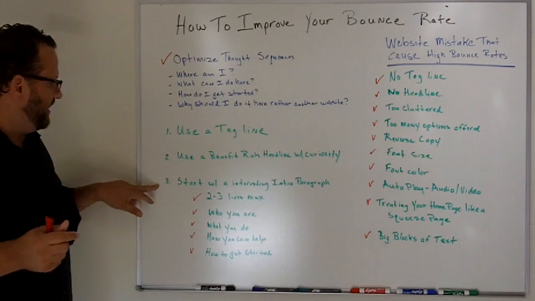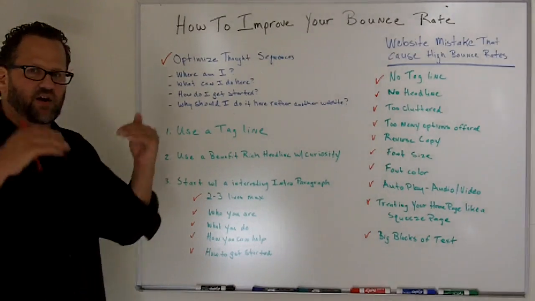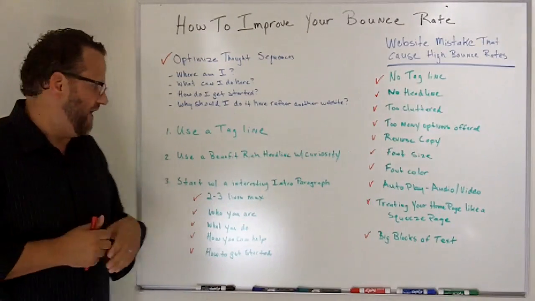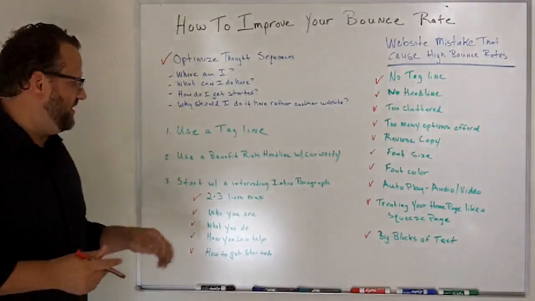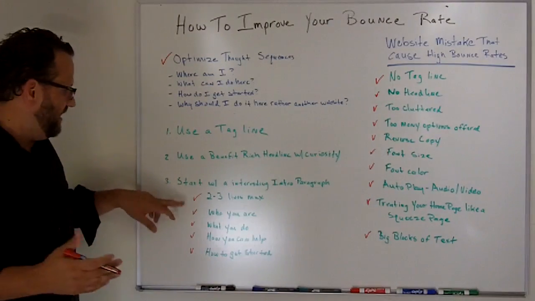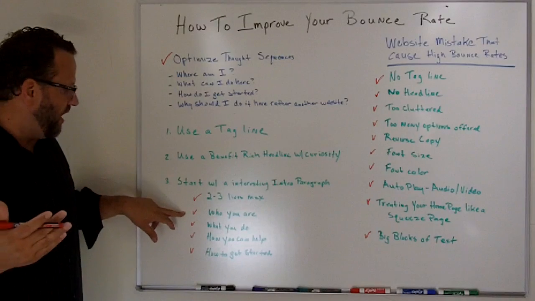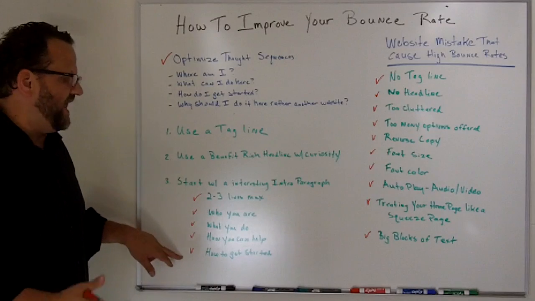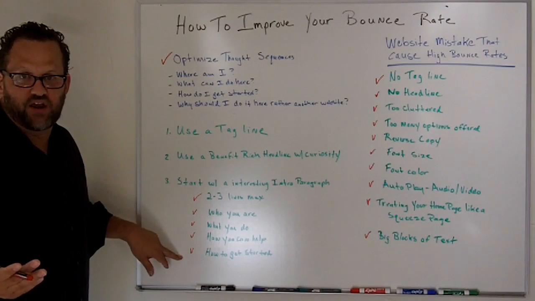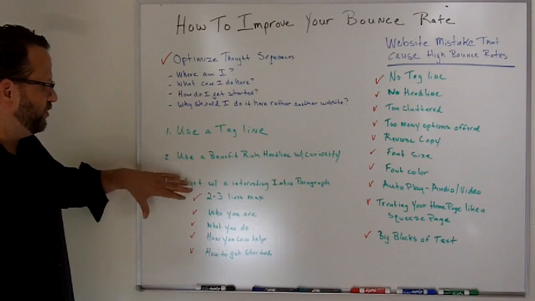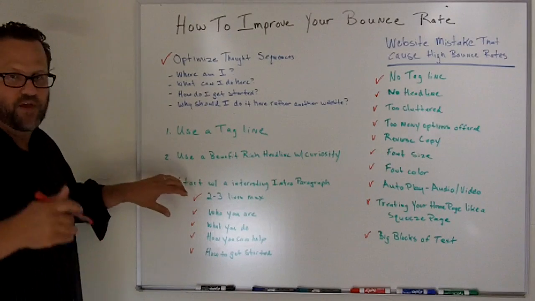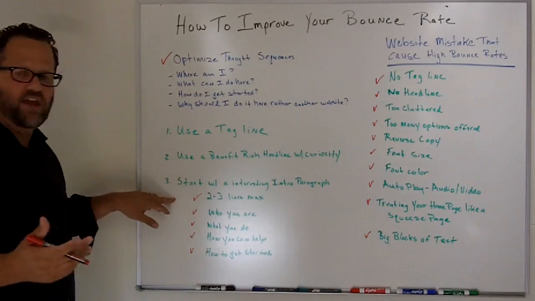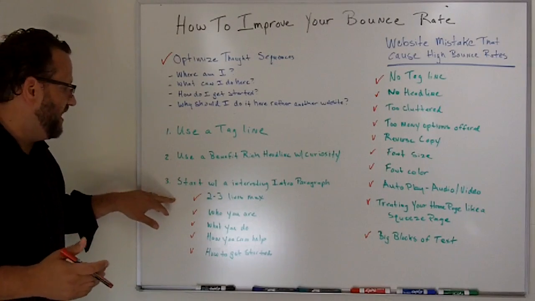The next thing to keep in mind is to start right underneath your headline with a short, interesting intro paragraph. This paragraph should be no more than 2 to 3 lines max. It should say who you are, what you do, how you can help them, and then how they can get started on your website. In this short 2 to 3 sentence paragraph, you're going to answer all of these.